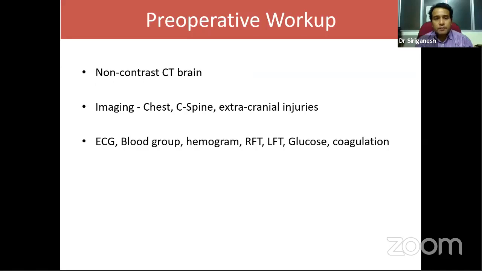Coming to the preoperative workup, the first and most commonly done investigation in traumatic brain injury is the non-contrast computed tomography of the brain. Subsequently, if there are any extracranial injuries associated, patients will undergo additional imaging such as chest X-ray or CT spine, or appropriate investigation like abdominal imaging, limb imaging, etc. Among the hematological investigations, blood group, hemogram, renal and liver function, glucose and coagulation are commonly done as early as possible, especially if the patient is being planned for surgery.